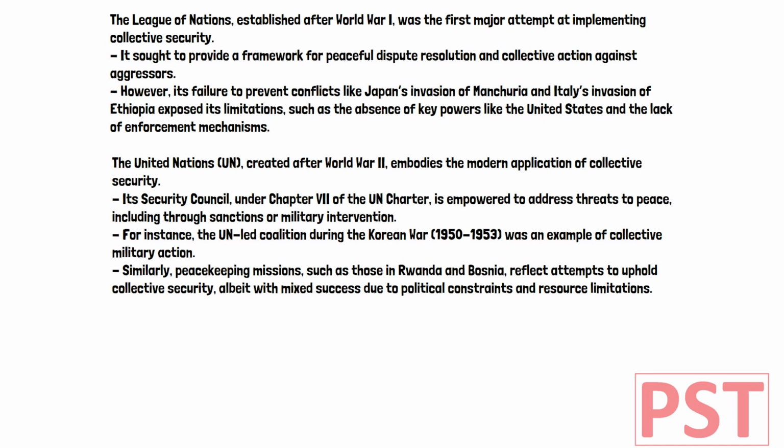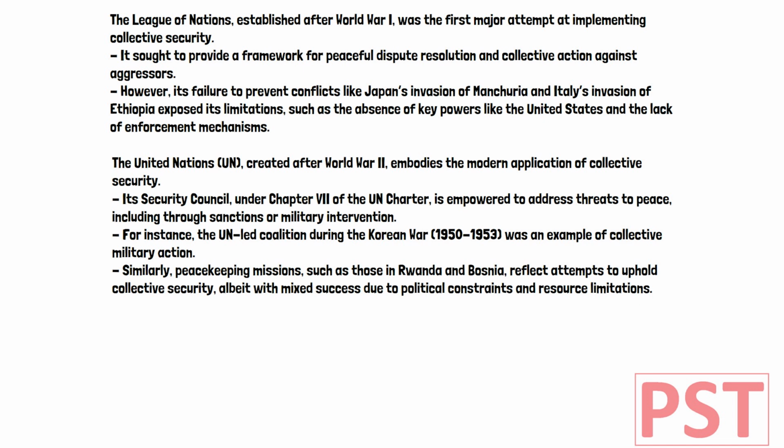And the classic example of this was the UN-led coalition during the Korean War of 1950 to 53, which in fact became the classic example of collective security. Similarly, apart from this, there are various other peacekeeping missions which the United Nations has undertaken, and there are so many examples, right from Rwanda, Bosnia, Sierra Leone, and many parts of Africa and South Asia to the Middle East and Latin America.